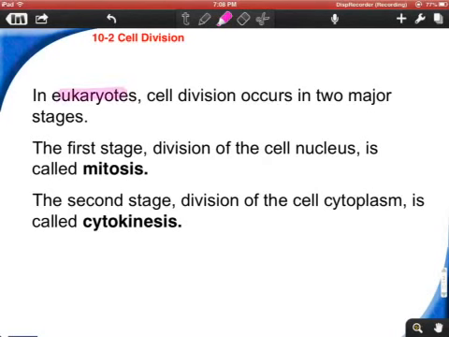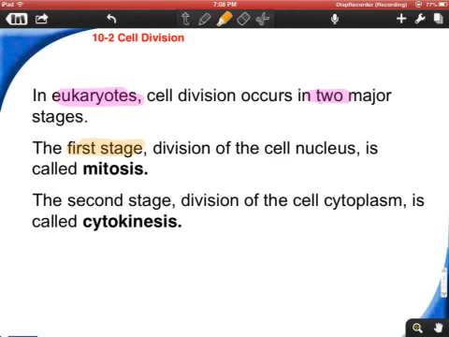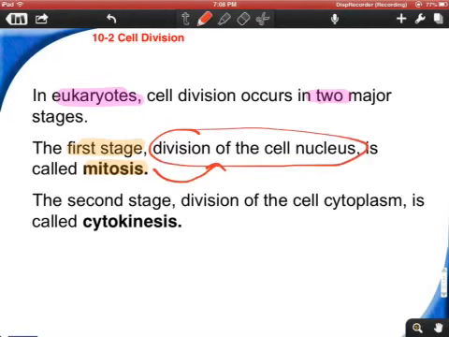And in eukaryotic organisms, remember those are the organisms that have membrane-bound organelles, cell division occurs in two major stages. The first stage is called mitosis, and what that involves is the division of the nucleus. A lot of times when we talk about mitosis, people think it's just basically the dividing of the cell. But actually in eukaryotic organisms, because they have organelles and all these other things to worry about, it breaks it up into two stages. And the first one is mitosis.